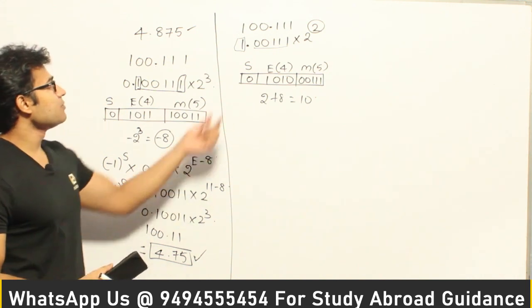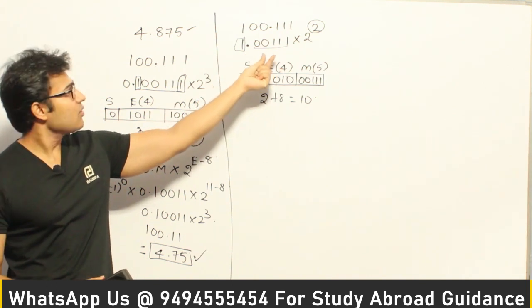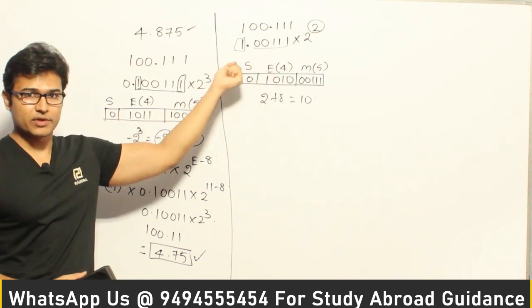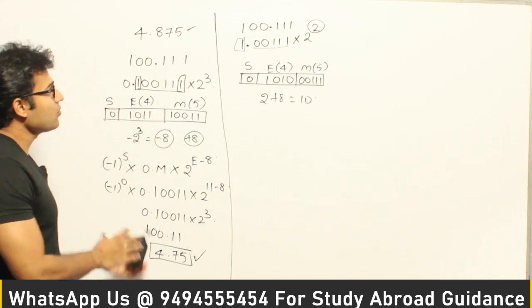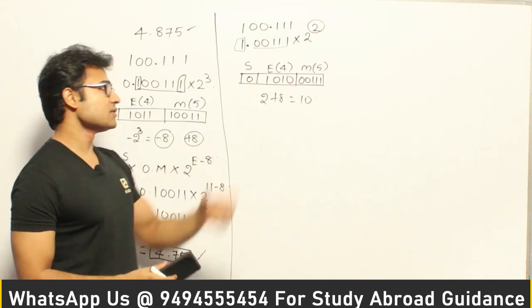Why? It is already implied. Anyway, you are going to have 1 to the left of the radix point, so it is already there. Now how to convert it? The formula that is used to convert, if you are going to represent the number this way, is important.